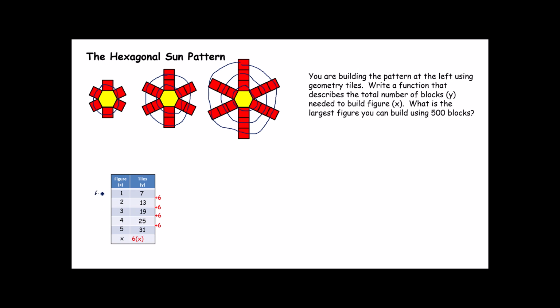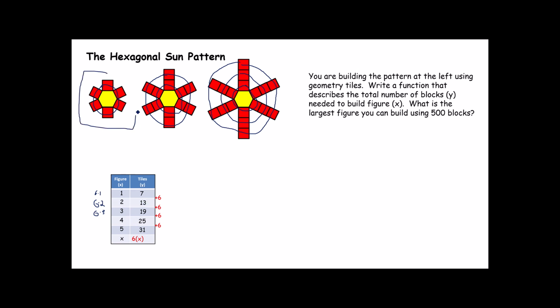6 times 1 does not equal 7. 6 times 2 does not equal 13. 6 times 3 does not equal 19. 6 times 4 is not 25. 6 times 5 is not 31. In fact, they're all wrong, but they're all wrong in the exact same way.